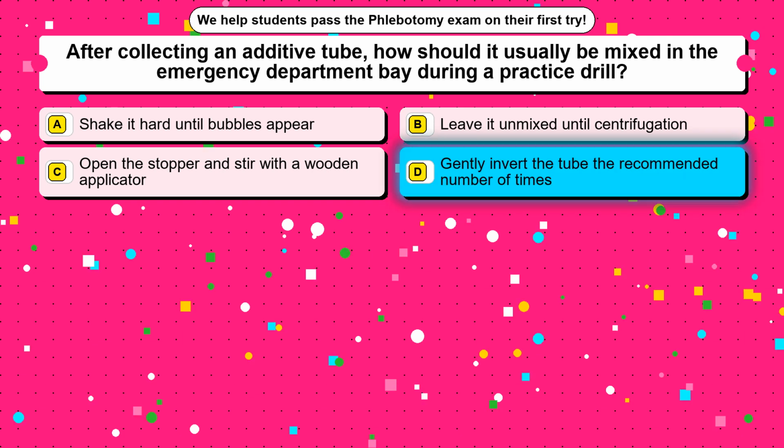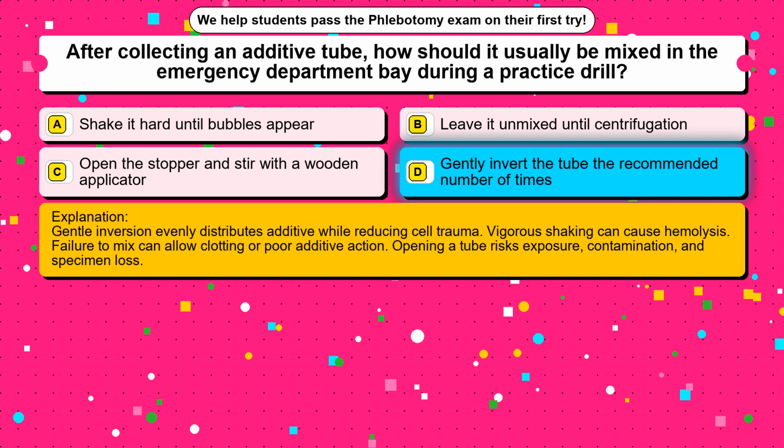The correct answer is option D. Gently invert the tube the recommended number of times. Gentle inversion evenly distributes additive while reducing cell trauma. Vigorous shaking can cause hemolysis. Failure to mix can allow clotting or poor additive action. Opening a tube risks exposure, contamination, and specimen loss.